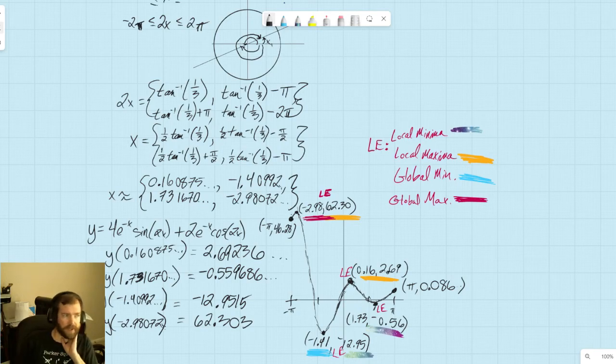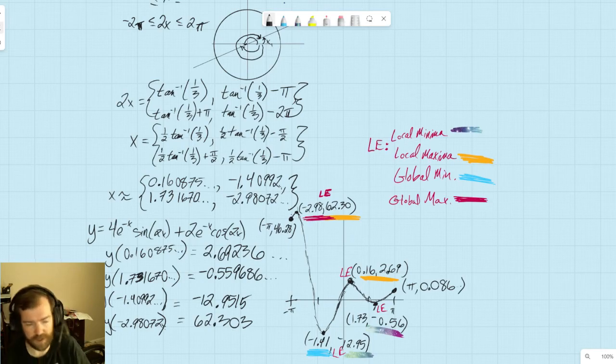So the endpoints, again, you're going to have to ask your particular teacher exactly what they think about it. I think that they should count as local extrema from one side. So you can explicitly say that, and you should be able to get some sort of credit for it. But they are not going to be global extrema at all. All right.